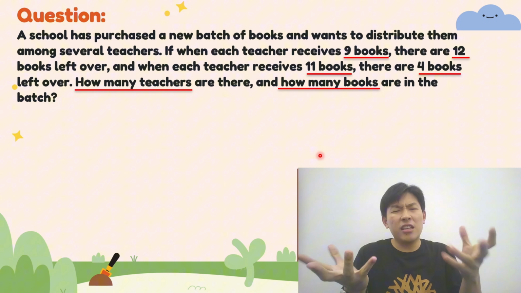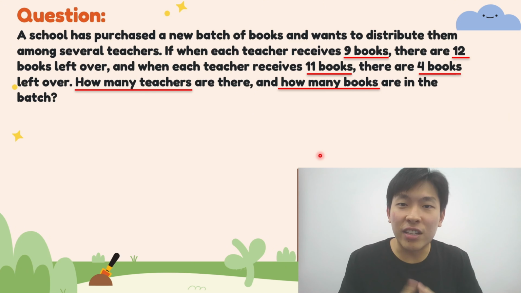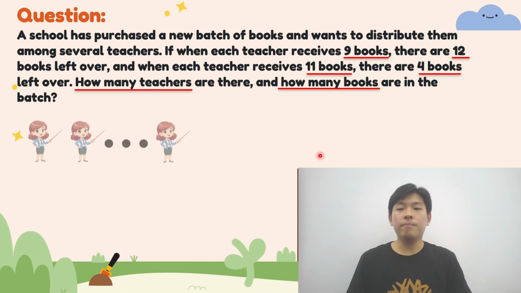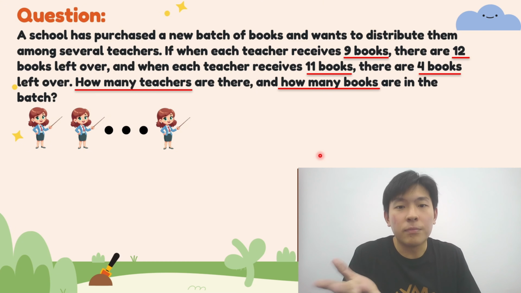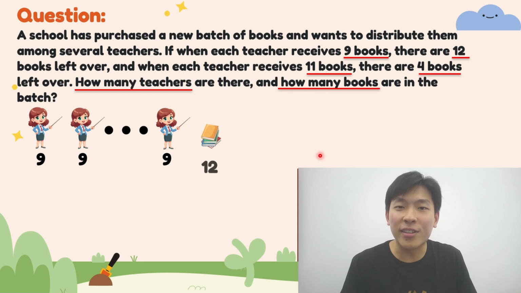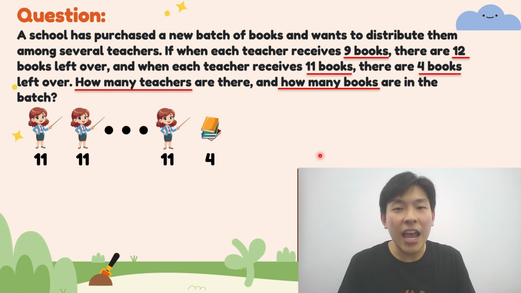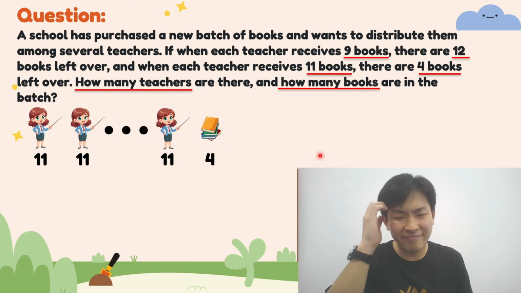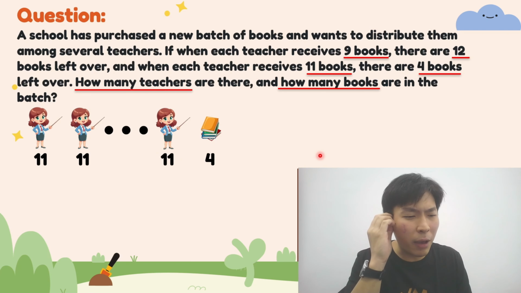Now, it's a little bit hard to imagine so many teachers and books. So, let's first draw them out. Now, here we have some teachers. We don't know the number of the teachers. And when each teacher receives 9 books, there are 12 books left over. Next case, when each teacher receives 11 books, there are 4 books left over. Now, after drawing, we still can't really observe anything. It's too complicated to see one by one.